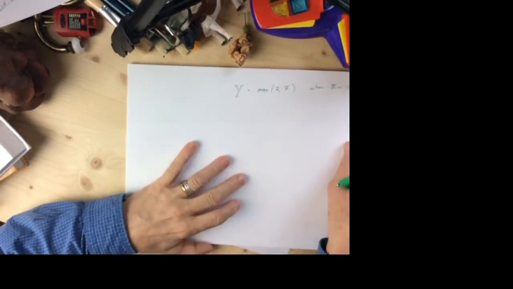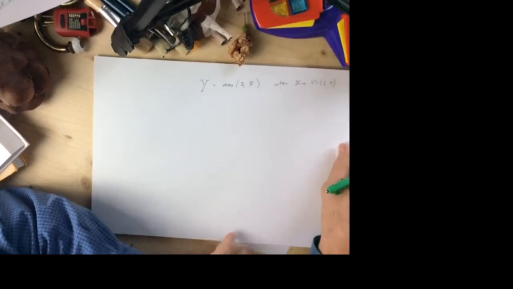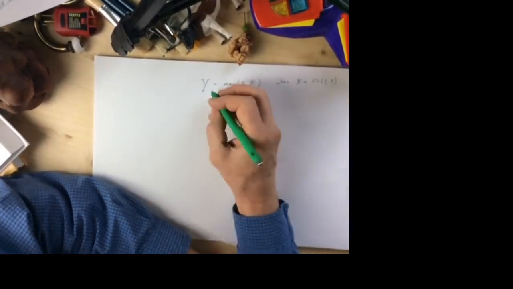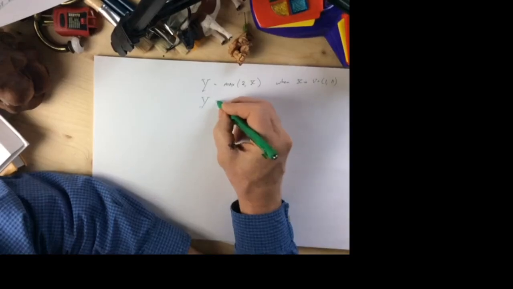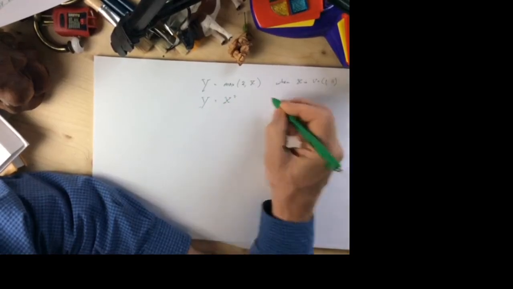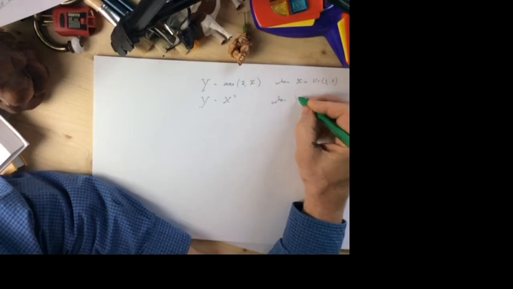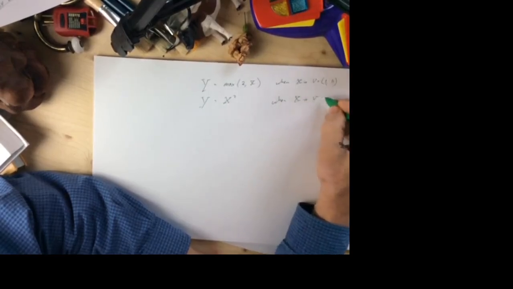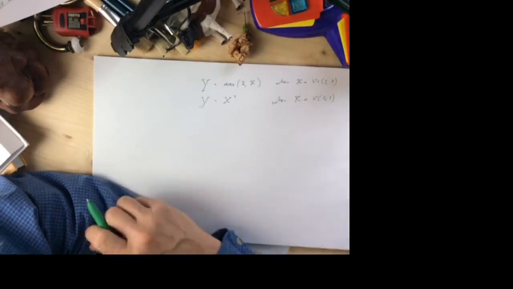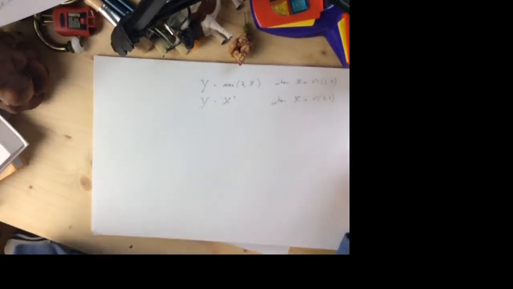That's kind of sneaky, but I think you can do the integrals and set it up. Another one you might try is y equals x squared when x is, let's say, uniform to 3. Let's see if you can work through those integrals.